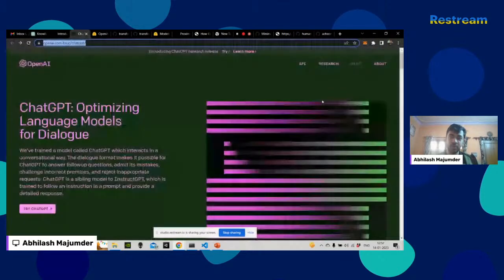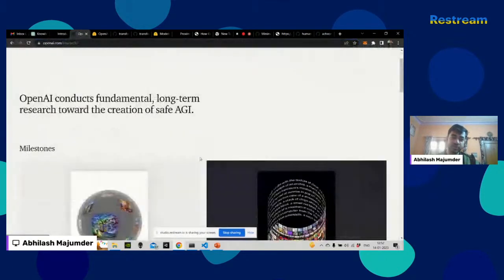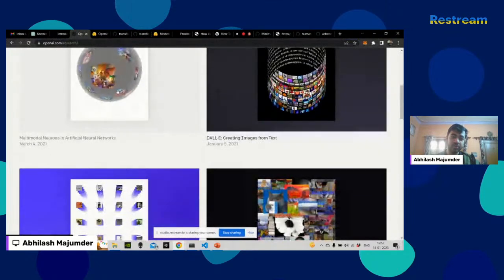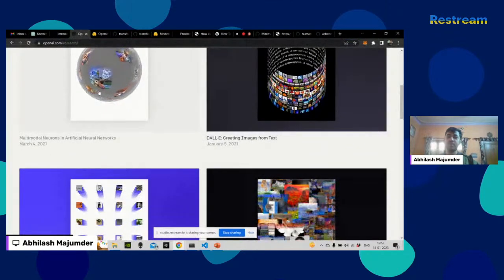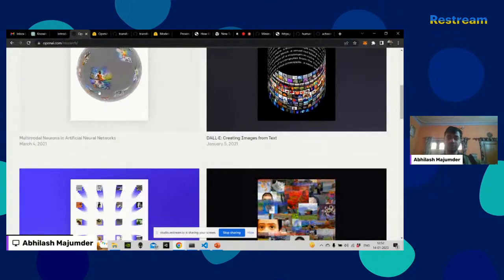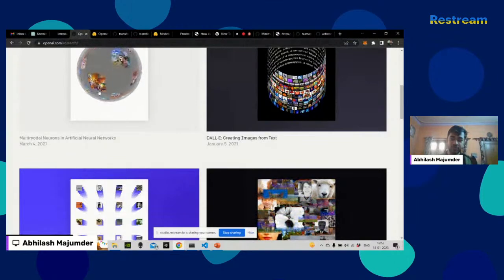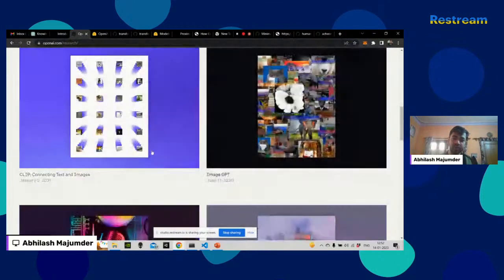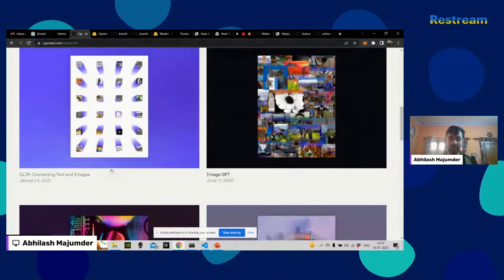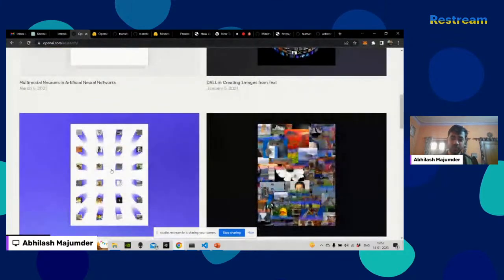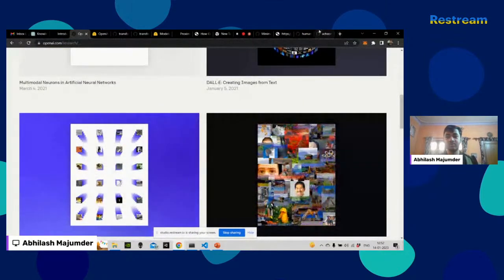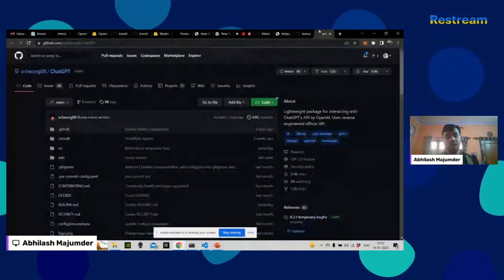So where is ChatGPT? Go to this OpenAI research and you will see all these multimodal neurons in artificial networks. So this is what I talked about. You have your vision transformer, you have your GPT language model transformer, fuse them together, and you have your multimodal neurons, right? DALL-E is the same thing. CLIP is another same thing, right? So just go through them and read through them. It is difficult, but beautiful to understand.